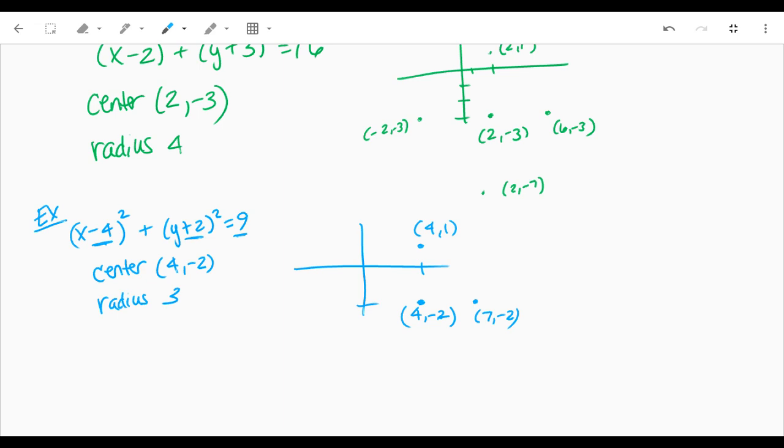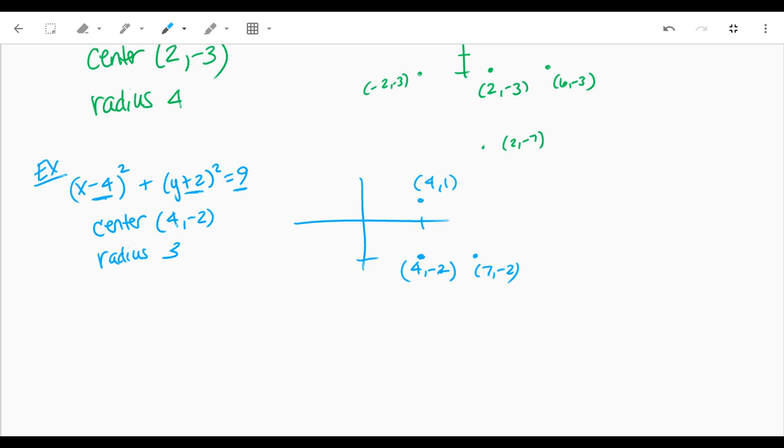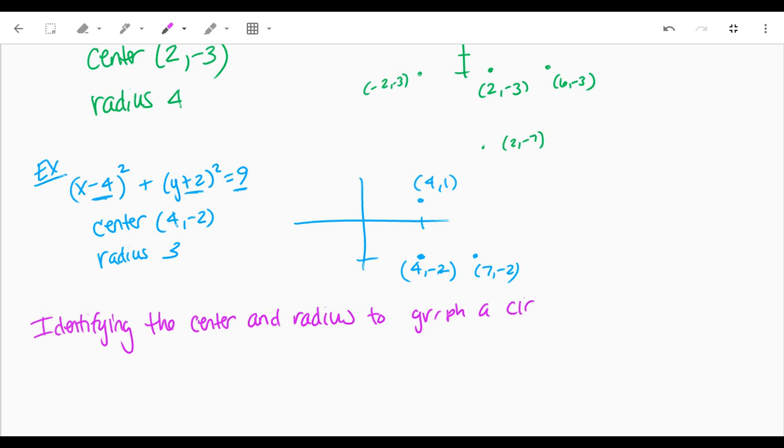Actually, the next one is a little trickier. You need to complete the square. So this is identifying the center. We did do this in Algebra 2, so you might have your interactive notebook still. And radius to graph a circle given its equation in general form. And they're calling this basic.